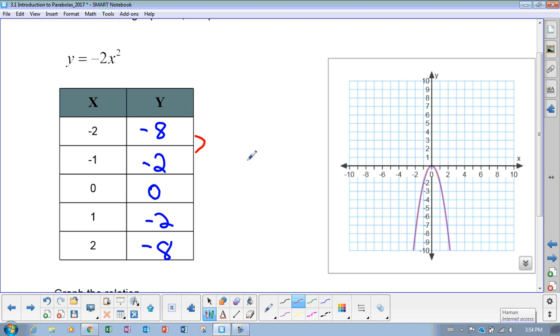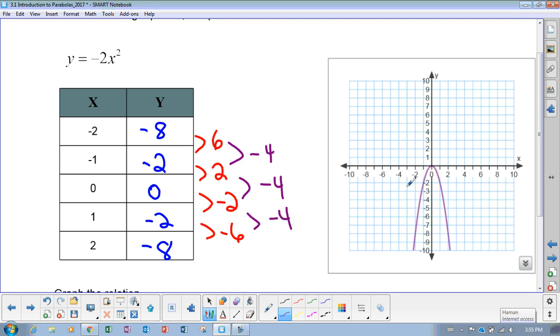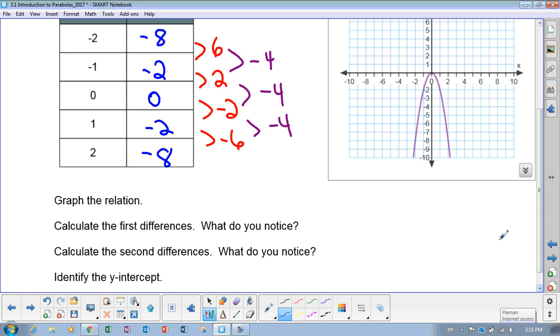So -2 subtract -8 is going to be 6. 0 subtract -2 is 2. -2 subtract 0 is -2. And -8 subtract -2 is -6. So they are not the same. Now we are going to do our second differences, sorry. So 2 subtract 6 is -4. -2 subtract 2 is -4. And then -6 subtract -2 is -4. So the second differences are the same. And our y-intercept is once again 0, 0.